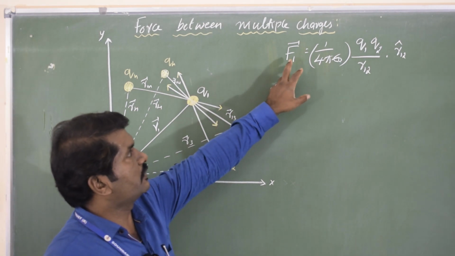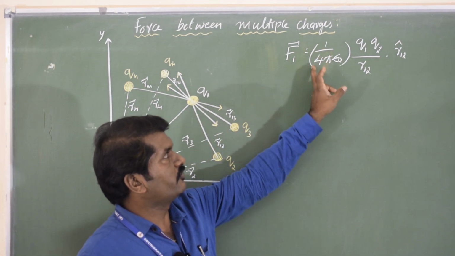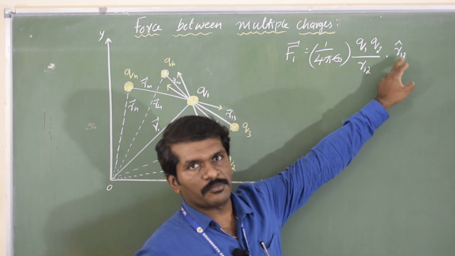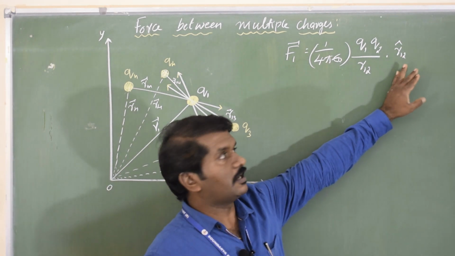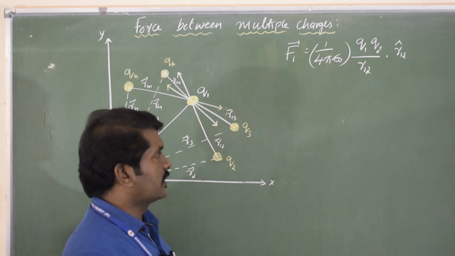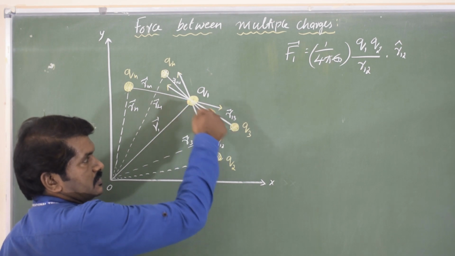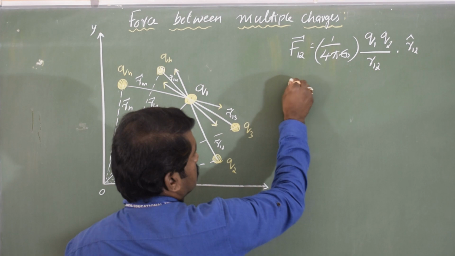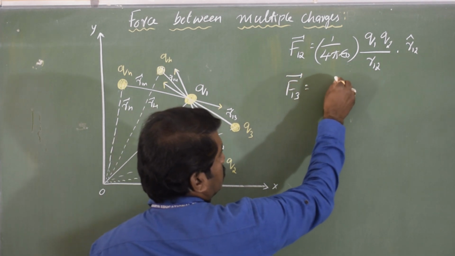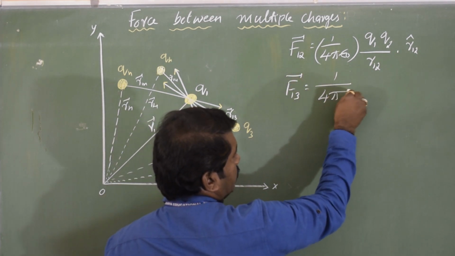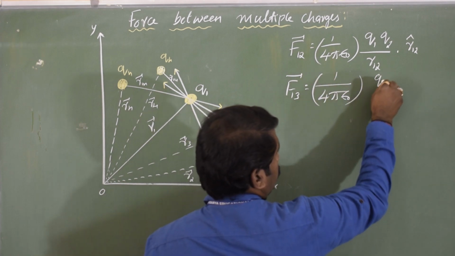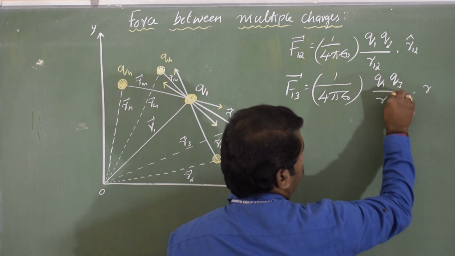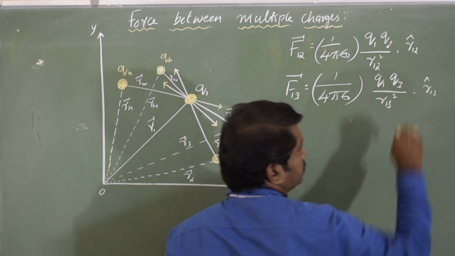Hence the equation is given by F1 is equal to 1 by 4 pi epsilon naught Q1 Q2 by R12 square into R12 cap. R12 cap is the unit vector along F1. Similarly, the force between these two charges Q3 and Q1, I'll take it as F13, is equal to 1 by 4 pi epsilon naught Q1 Q3 divided by R13 square into R13 cap.